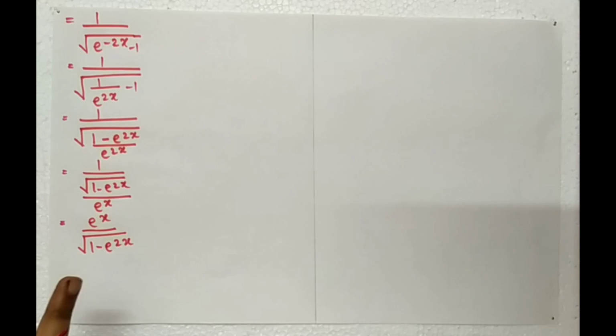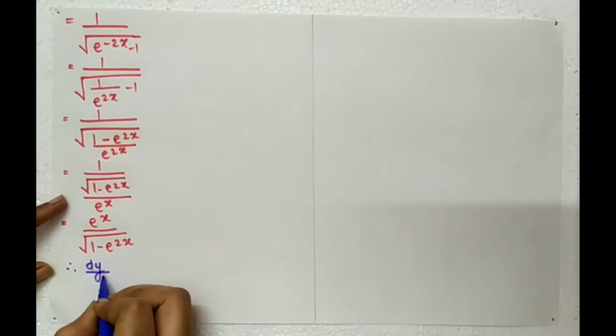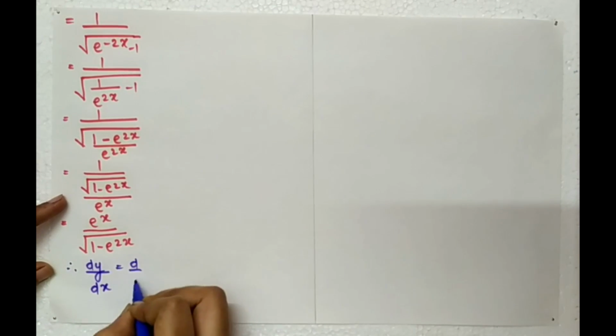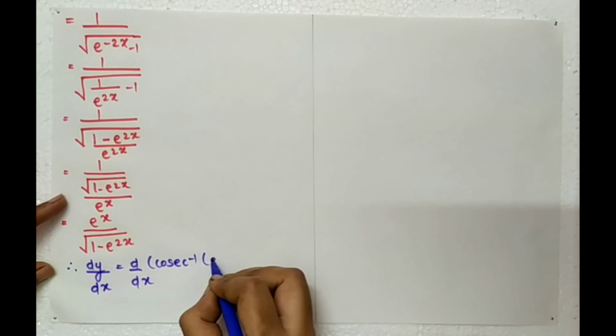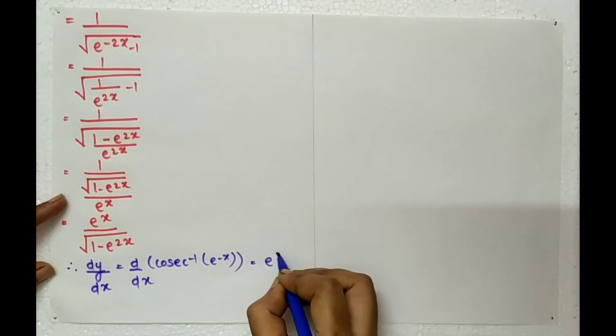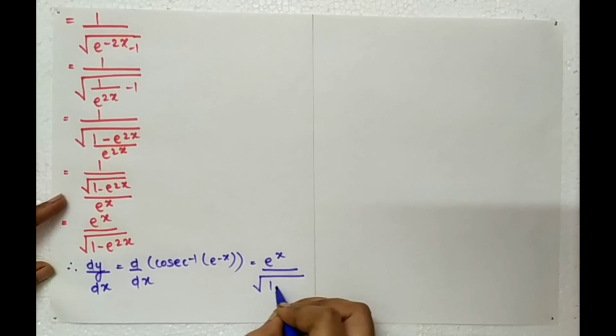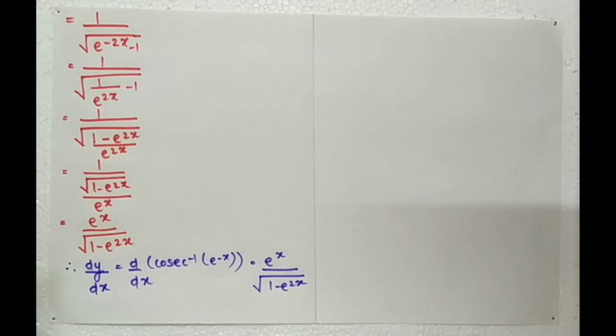So the solution for question number 2, that is derivative of cosec inverse e power minus x, is e power x upon root of 1 minus e power 2x. Therefore dy by dx is equal to d by dx of cosec inverse e power minus x, which becomes e power x upon root of 1 minus e power 2x. Hope it is clear. You need to remember the formula first and go by steps.